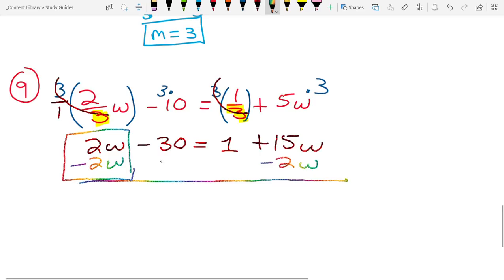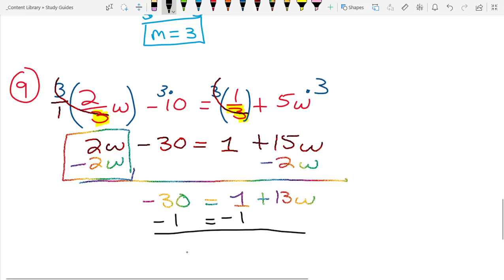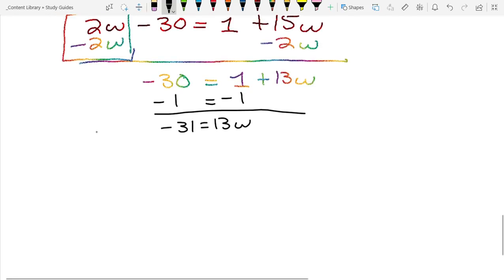I didn't get rid of the 30 or the minus sign, so both have to drop down. 15w take away 2w leaves you with positive 13w's. Now we play the game of opposites. We've got a standalone and we've got an attached. To get rid of our standalone number, that's a 1, so we would subtract 1. And then I do it to the other side as well. So negative 31 equals 13w. The 13 is a multiplier, so we do the opposite, which is to divide. And now we're left with negative 31 over 13 is equal to w, because those 13's canceled.